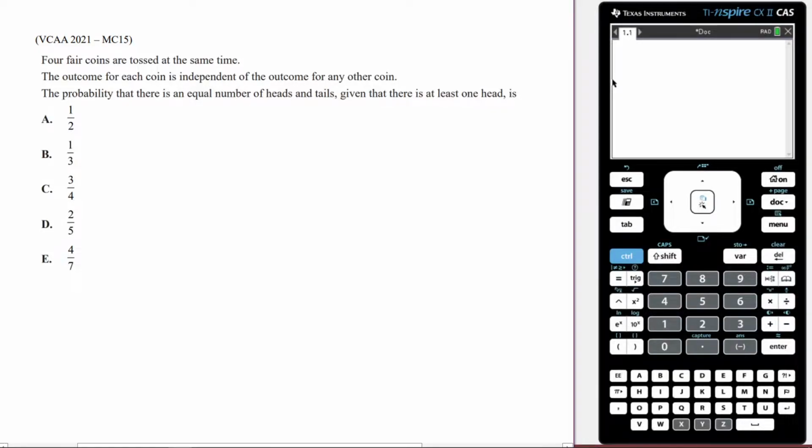Let's answer this question before us. As you can see, it's taken from a Year 12 exam, VCAA 2021, multiple choice question 15. 4 fair coins are tossed at the same time. The outcome of each coin is independent of the outcome of any other coin. The probability that there is an equal number of heads and tails, given that there is at least one head.